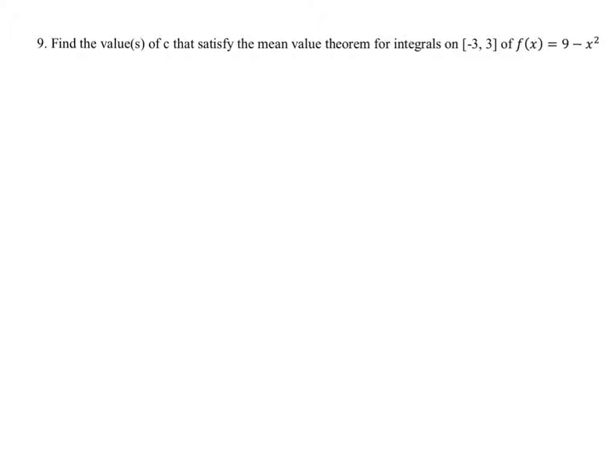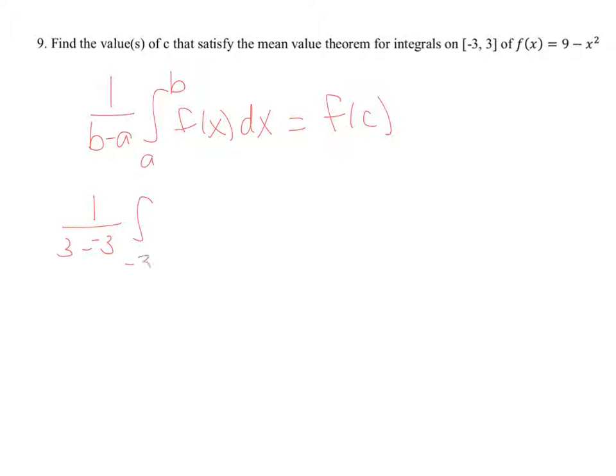The next question says, find the values of c that satisfy the mean value theorem for integrals on negative 3 to 3 of f of x equals 9 minus x squared. So for the values of c, you're going to do the mean value theorem again, but what you're going to do is set it equal to f of c and find c. So I'm going to do 1 over 3 minus negative 3 times the integral from negative 3 to 3 of 9 minus x squared dx and set this equal to f of c, meaning I'm going to replace x with c. So 9 minus c squared.